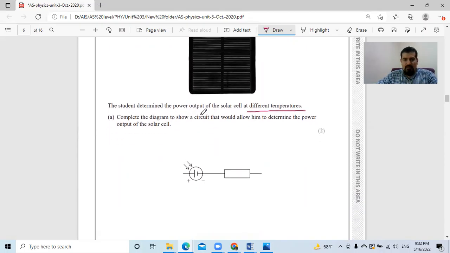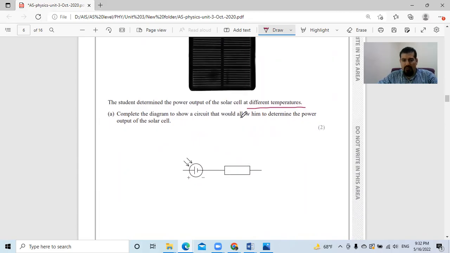Complete the diagram to show a circuit that would allow him to determine the power output of the solar cell. What he did here, he drew the solar cell. He drew a resistor. What do we need here to know the power? I need to measure the voltage, and I need to measure the current. So that means I'll put an ammeter in the circuit. What shall I put also here?